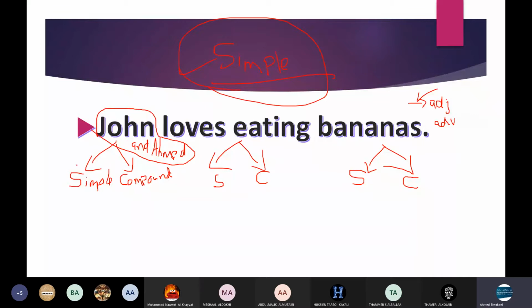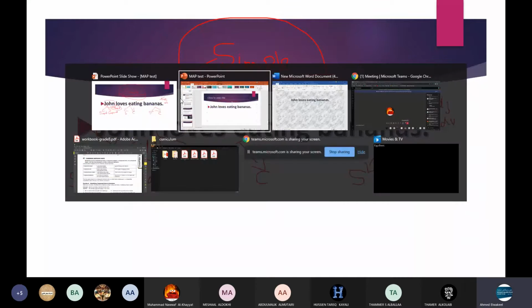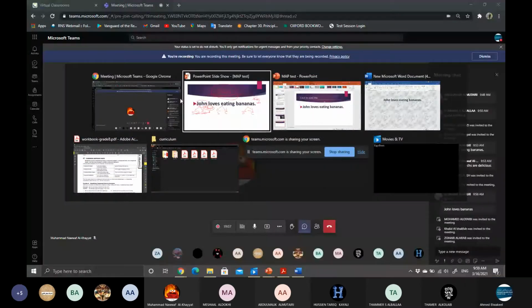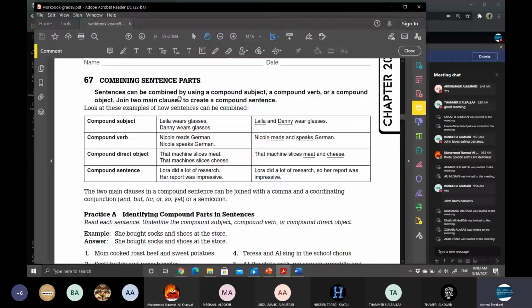a simple subject or a compound subject, a simple verb or a compound verb, a simple object or a compound object, and yet still it can express a simple idea or a simple thought. So we will have the compound subject, the compound verb, and the compound direct object. All of this leads to a simple sentence.